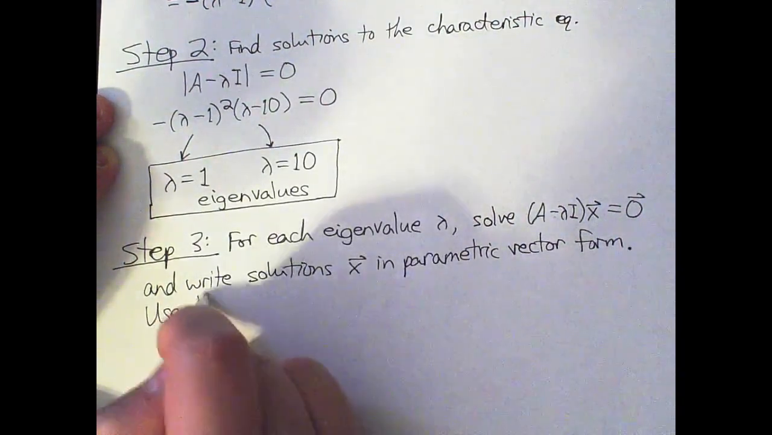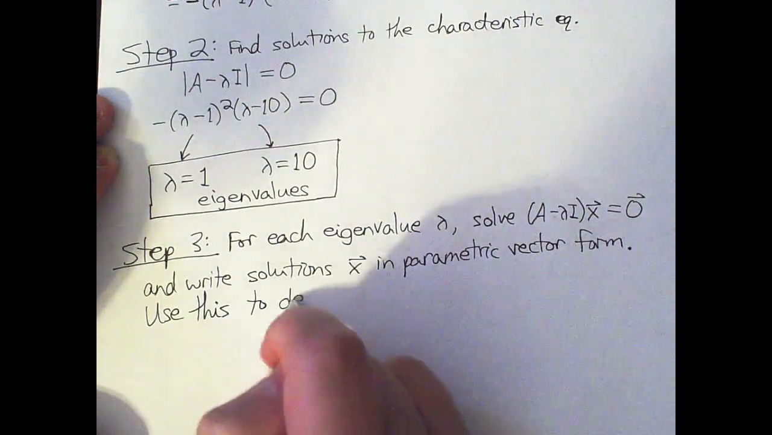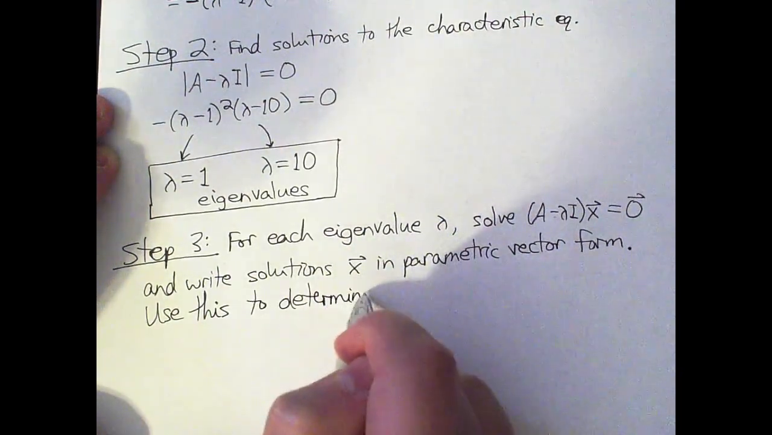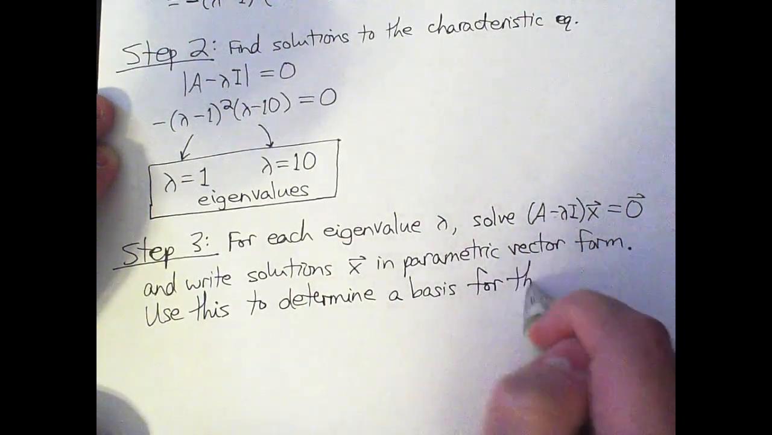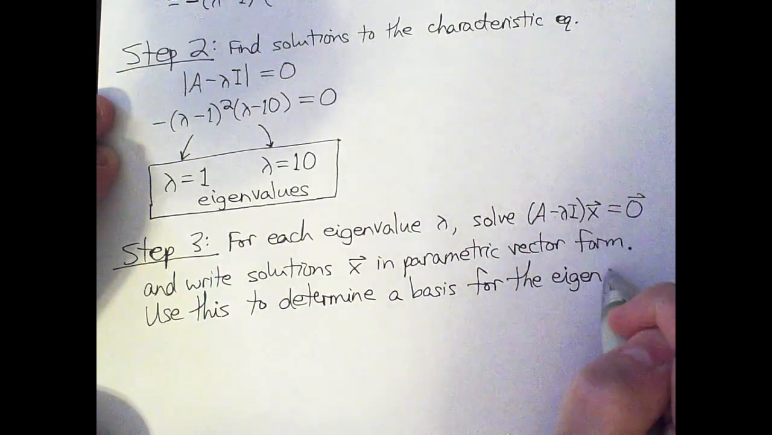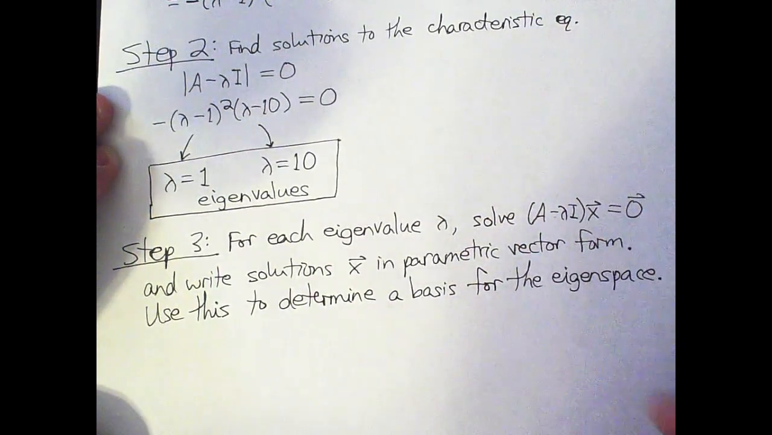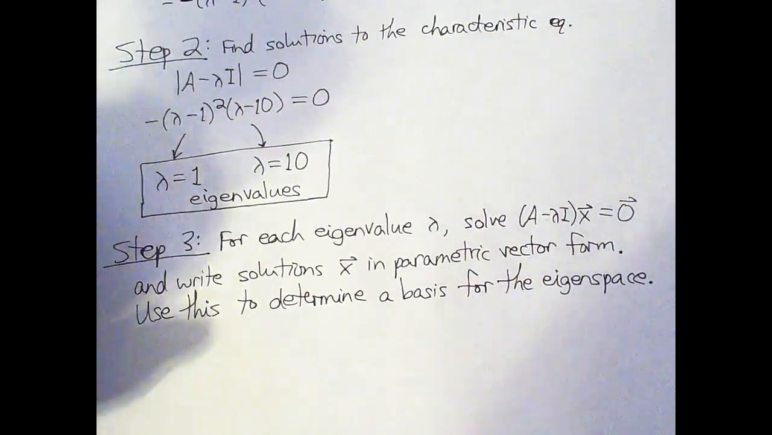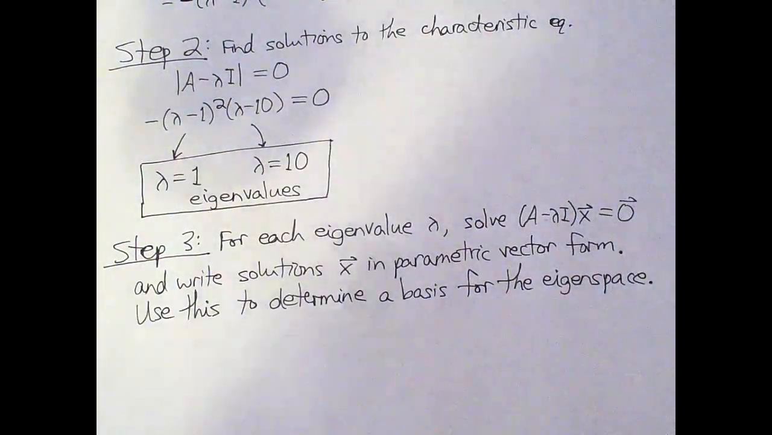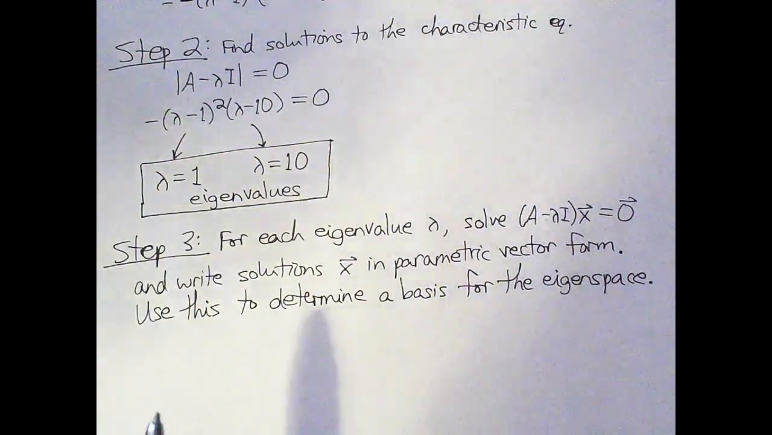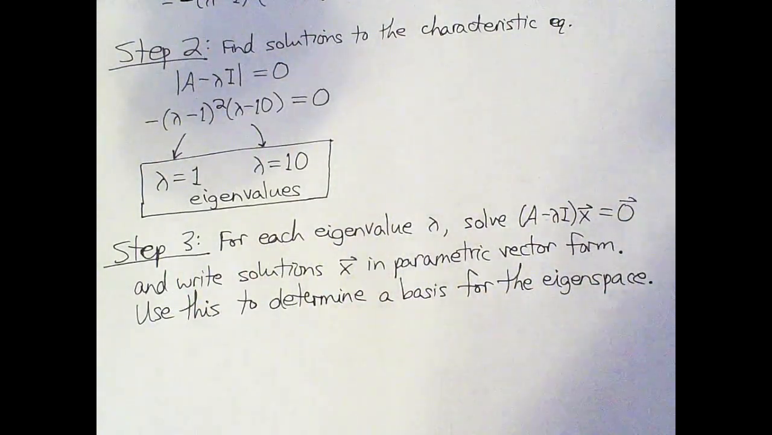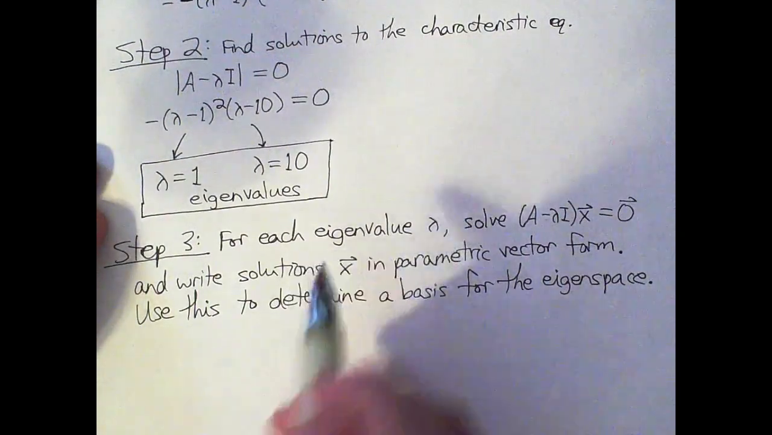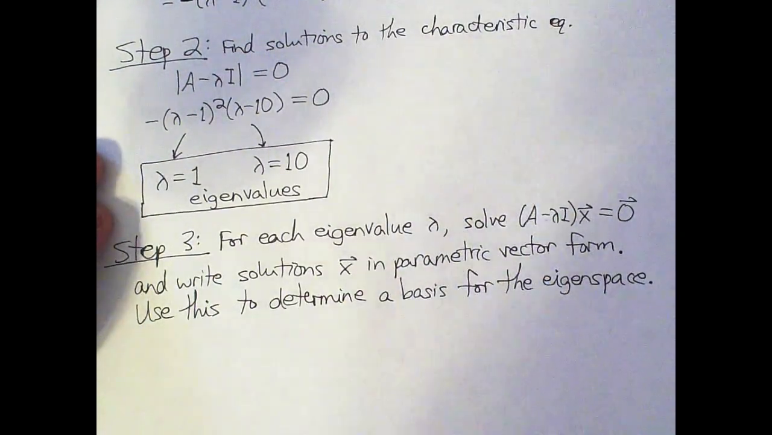Use this to determine a basis for the eigenspace. So we're going to have 2 eigenspaces because we have 2 eigenvalues. So even though I said that this is a 3-step process and this is step 3, we actually have to do this step twice because we have to do this step for each eigenvalue. So maybe you say it's step 3a and step 3b or whatever you want to say.